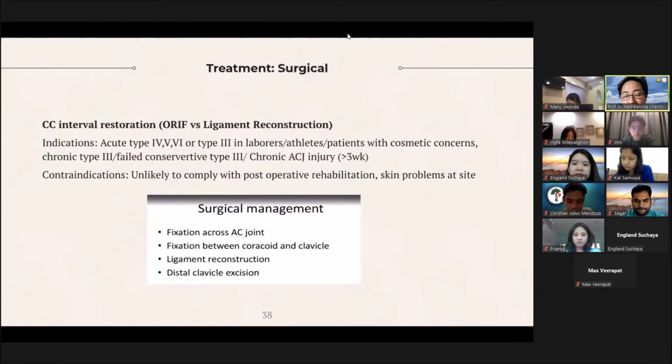Okay. So if the patient comes before 3 weeks, we do the AC joint fixation. Okay. No need to do reconstruction. But if the patient comes delayed, there will be scar tissue. So it's useless to do the fixation because the scar tissue cannot be healed.